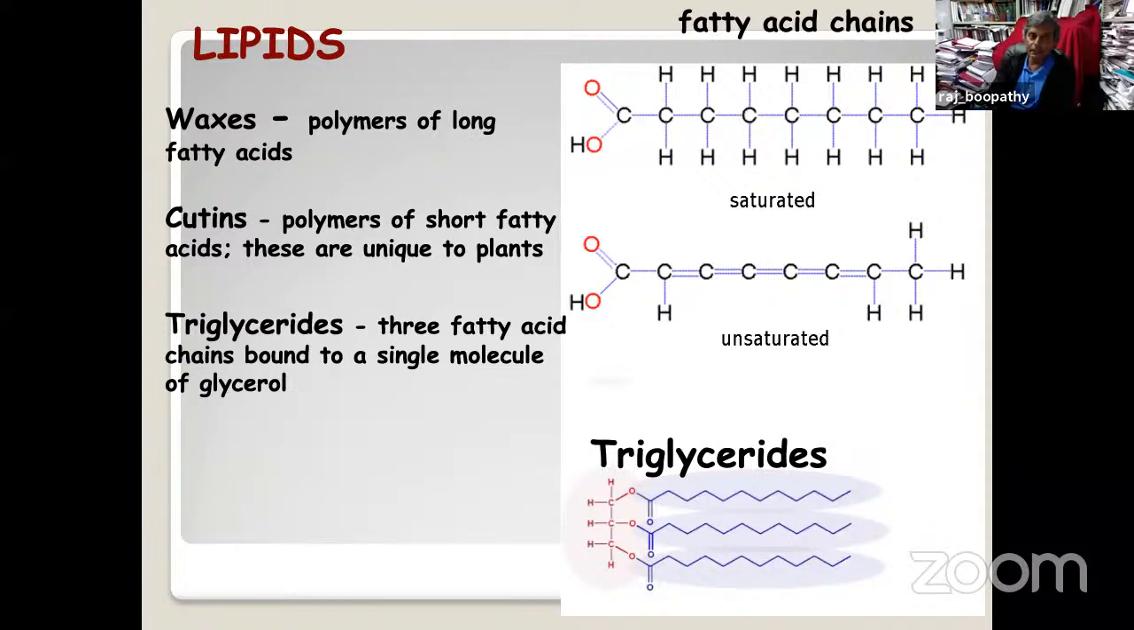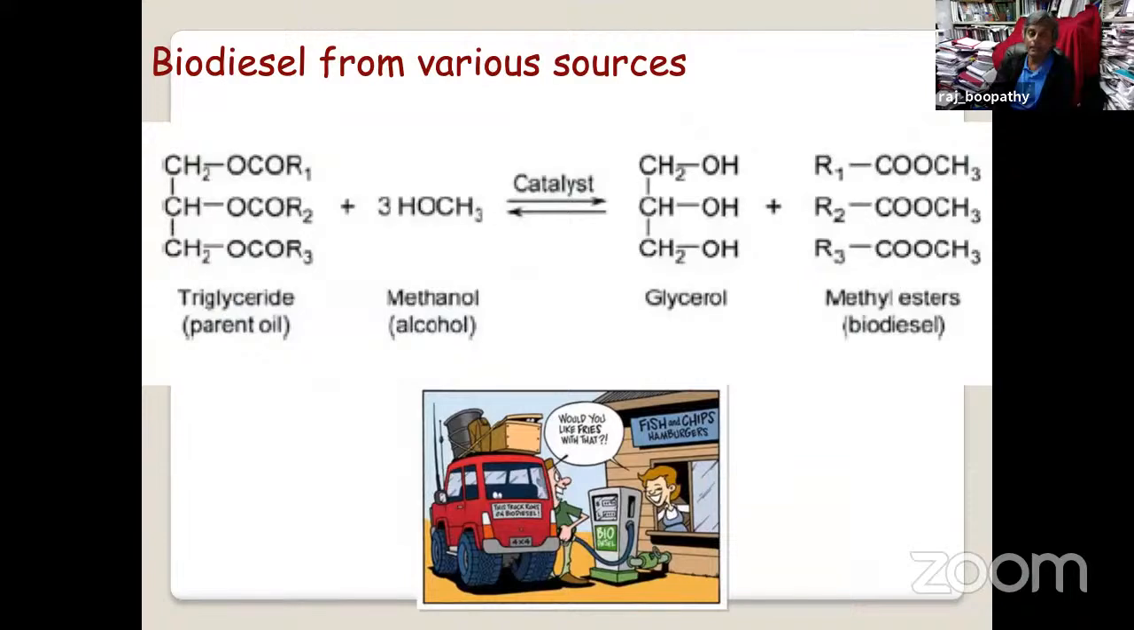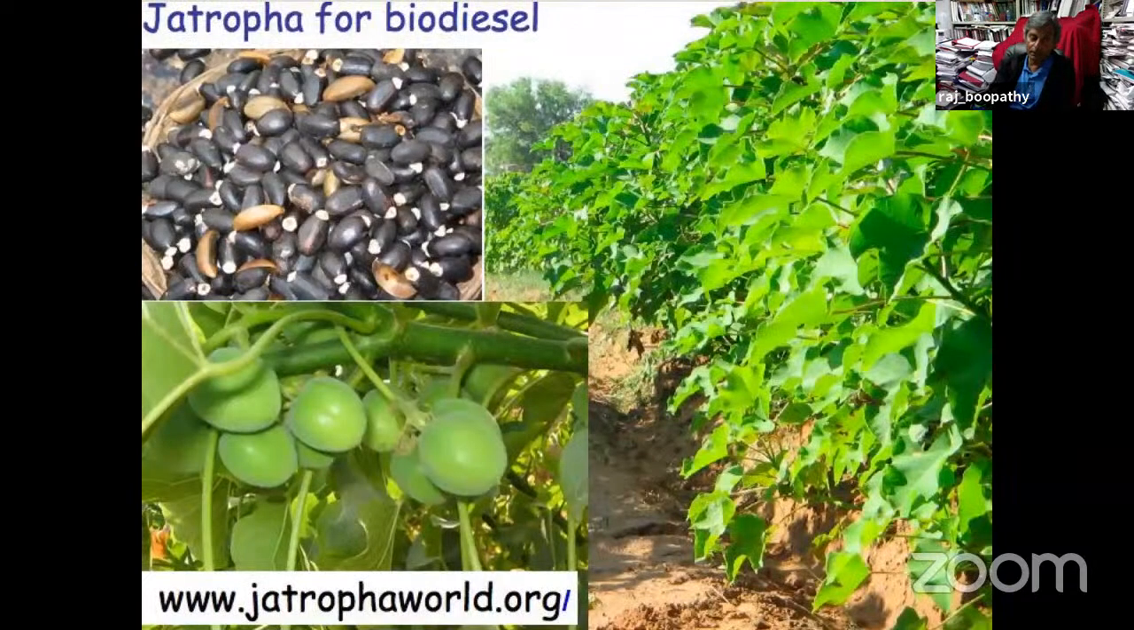So what are the lipids? Looking at wax, which are polymers of long fatty acids, cutin, polymers of short fatty acids, and then we have triglyceride. These are the 3 fatty acid chains bound to a single molecule of glycerol. So these are all the lipids we're talking about. Biodiesel comes from various sources. We have mainly a parent oil source. You have this triglyceride, and then you add methanol and catalyst, and you produce glycerol, and you make your biodiesel, methyl esters. So you are familiar with jatropha for biodiesel?